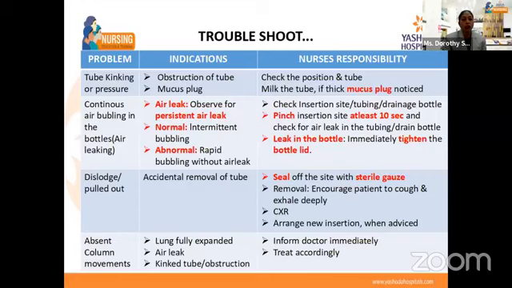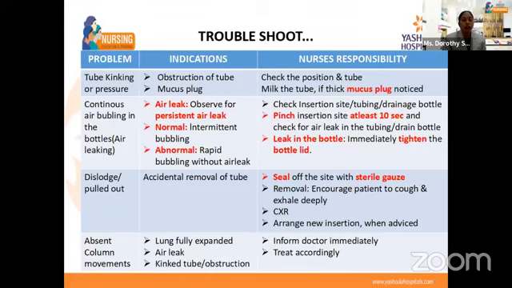Coming to another troubleshooting part, which is dislodgement or the tube being pulled out. In this scenario, the nurse should not panic. If it is an accidental removal of the tube, the nurse should seal off the insertion site with a sterile gauze. While removing the drain, she has to encourage the patient to cough and deeply exhale and quickly remove the tubing, and arrange for new insertion if it is indicated or advised. And a chest X-ray will help.